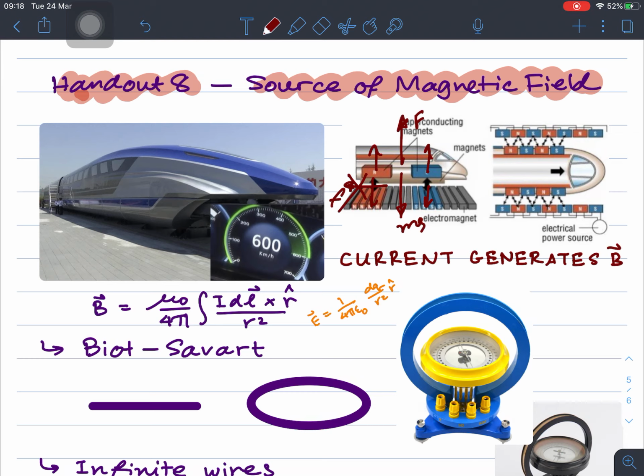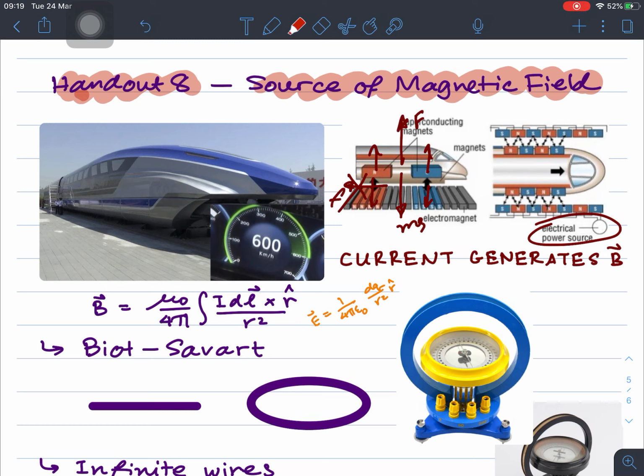But the principle behind it is they use the electrical power source to generate the magnetic field. So we have the concepts here. The important concept here is that current can generate a magnetic field. So the principle is that current generates magnetic field, just like the analogy with the principle that charge can create the electric field.